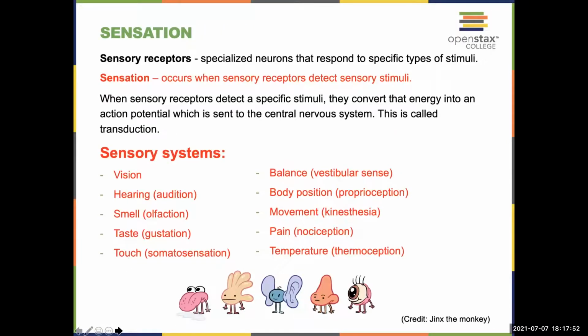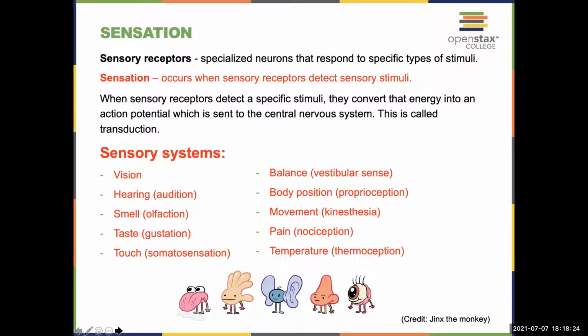So let's talk about what sensation is, right? Sensation is what occurs when sensory receptors detect sensory stimuli. So it's just a very fancy way of saying, for instance, if we're looking at vision, right? Your sensory receptors, your rods and your cones located on your retina, are responding to light that's coming in through your pupil, for example.